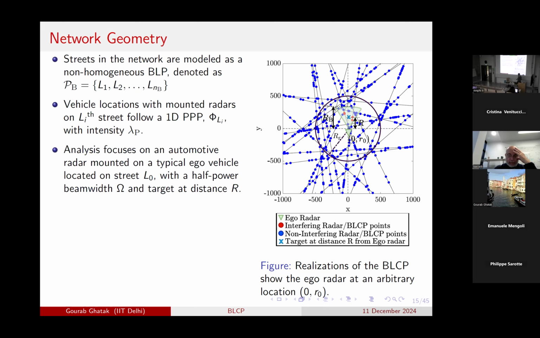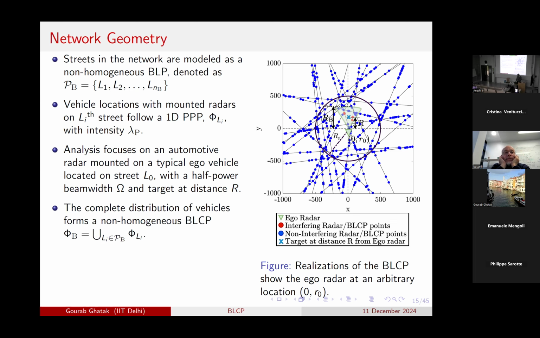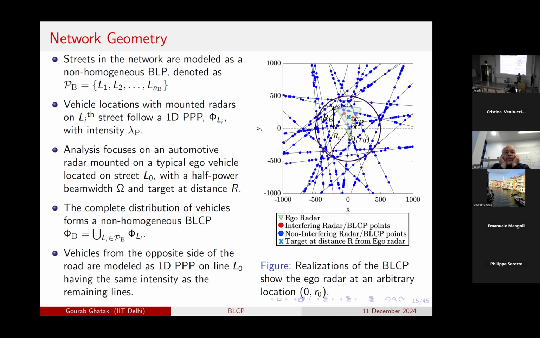Okay, so our analysis focuses on the automotive radar mounted on the typical or test ego radar, which is moving around in the city. The complete distribution of the vehicles we model as this binomial line Cox process. The vehicles from the opposite side of the road on the same street as your vehicle are also included. So it's a model which you can modify. You can remove the other streets if you only want to study your own street, which is a better model for the highway kind of scenario. So that is an L0 which is put on top of the binomial line model that already exists.